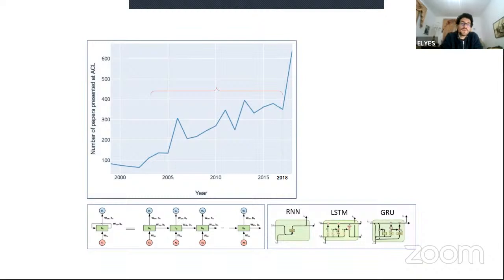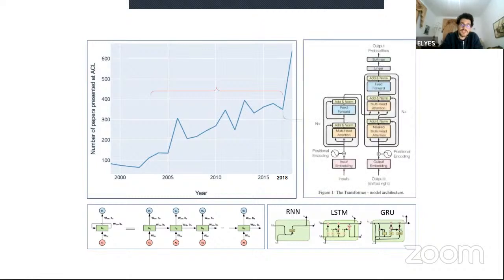But then in 2018, a new paper came out, which was called Attention Is All You Need, which presented a new mechanism called attention and a new architecture called transformer, which is the one that you are seeing on the right. And the transformer architecture is different from RNNs. It does not have the sequence mechanism. It works in parallel, and it gets way better results in the end.